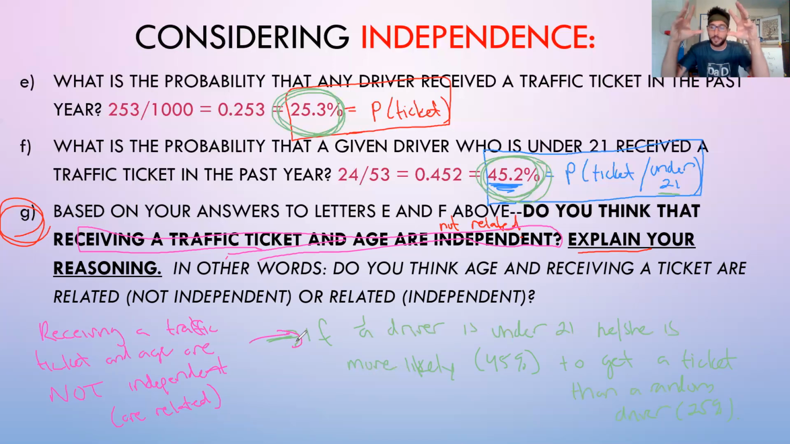So we want to compare these numbers. If these were about the same, then it would seem like age wouldn't really matter, right? Like if you were under 21, that gave you a 27% chance of getting a ticket.